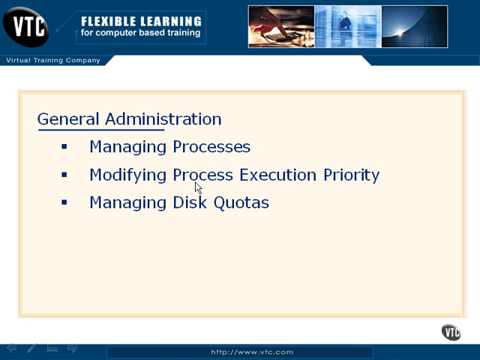We'd also like to talk about process execution priority. And that's basically just telling us what level of priority each process gets. So some processes might be significantly more important than others, therefore we might find a need to raise the execution priority of some of those running or to be started processes.